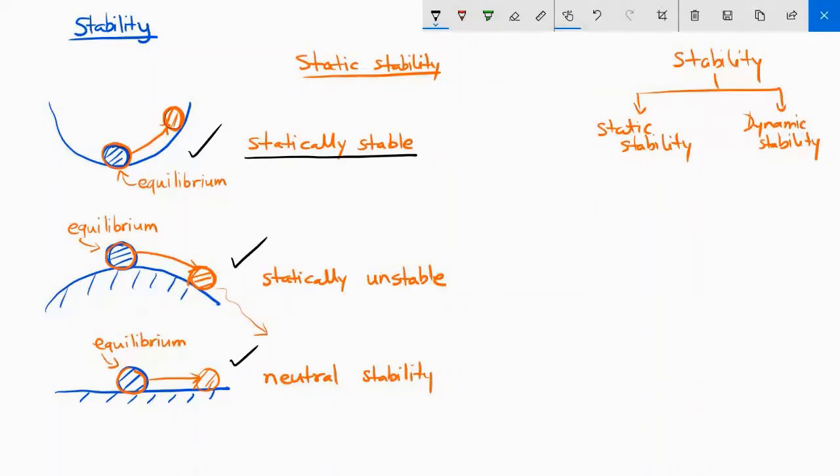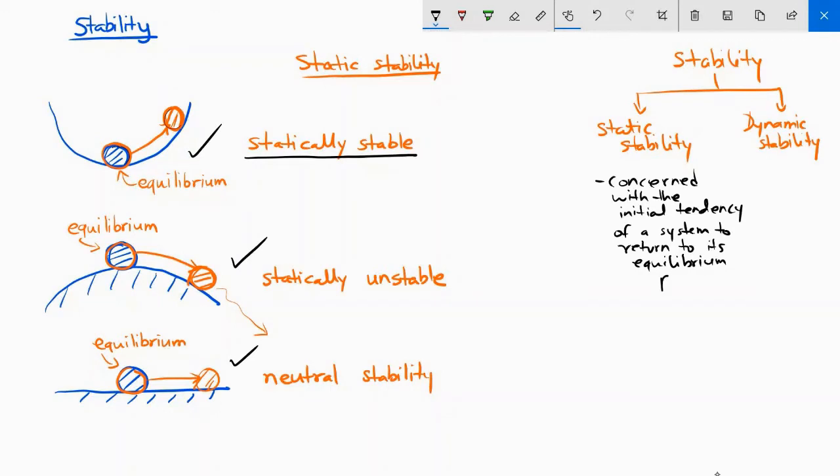To note the main difference between static stability and dynamic stability, let's say that static stability is concerned with the initial tendency of a system to return to its equilibrium position. Whereas dynamic stability is more concerned with the time history.